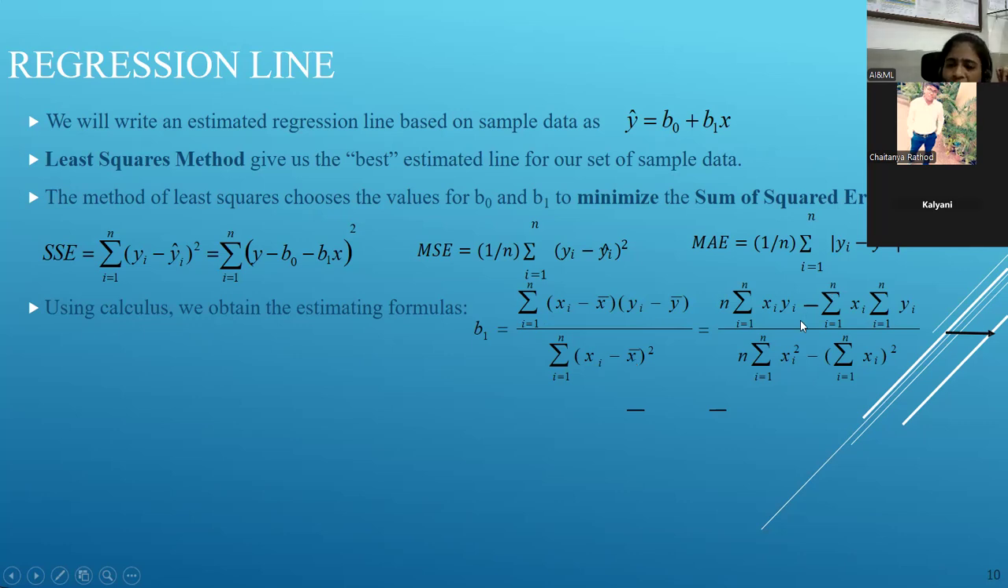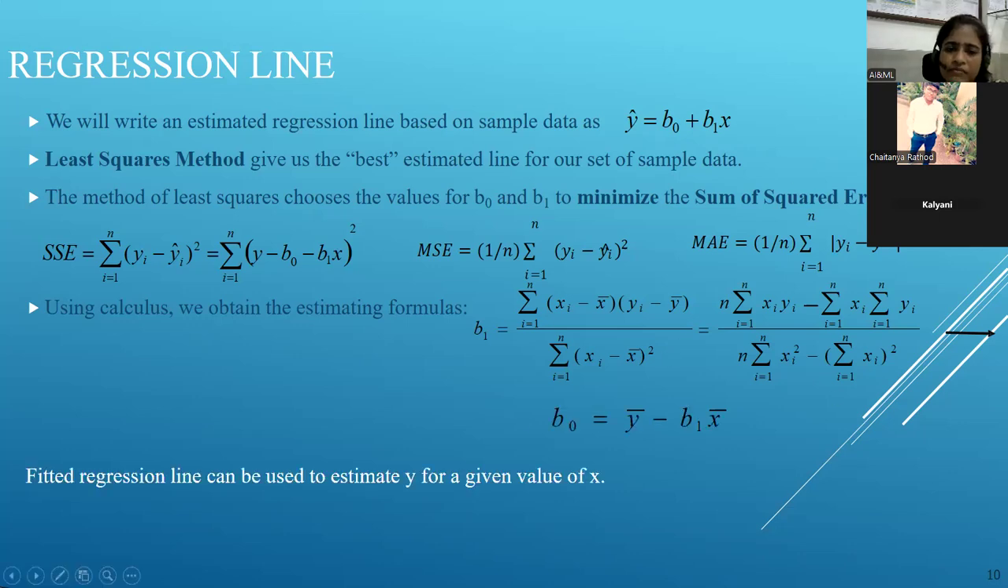Or the other formula says product of x and y, sum over this, multiplying with n, and then subtracting summation over x, summation over y for all the samples. And in the denominator we have summation xi square multiplied with n minus summation x the whole square. We'll see numericals on these formulas when some data is given to us.